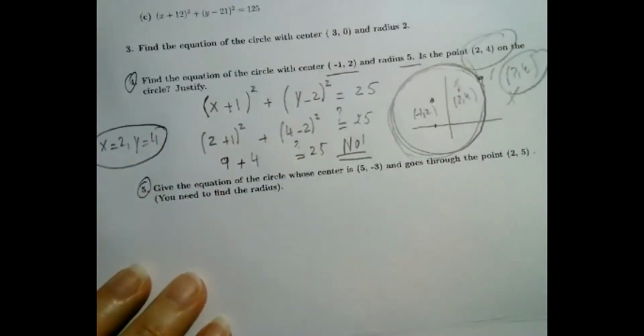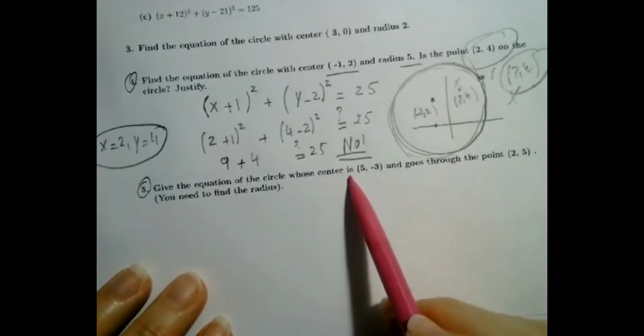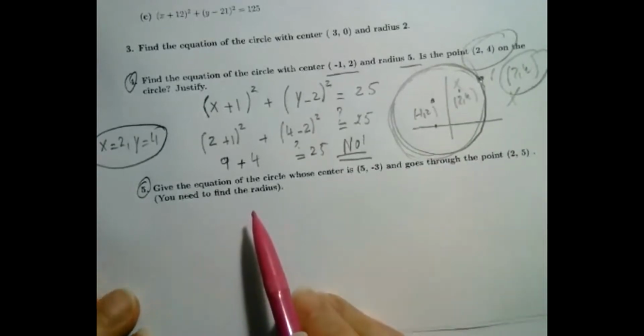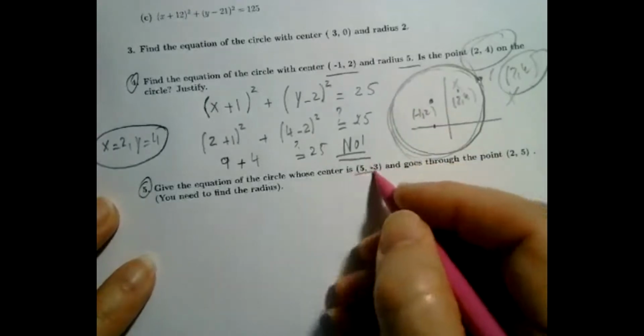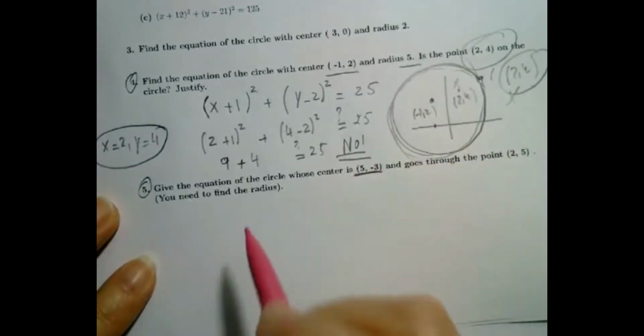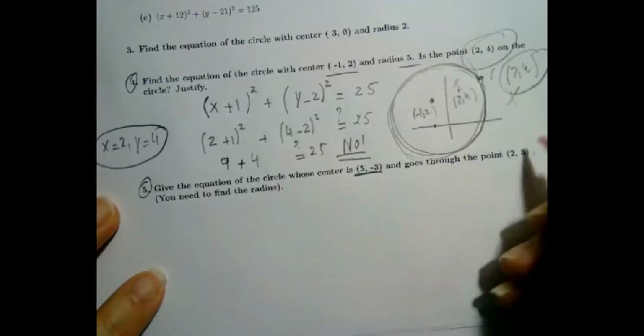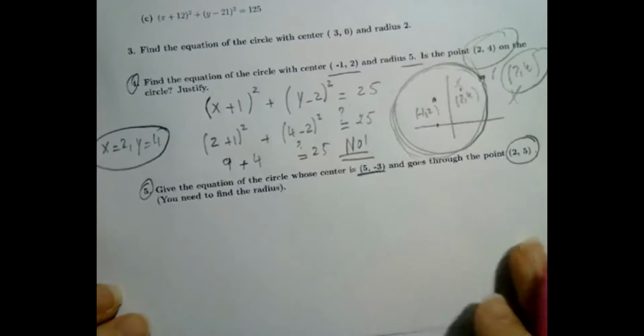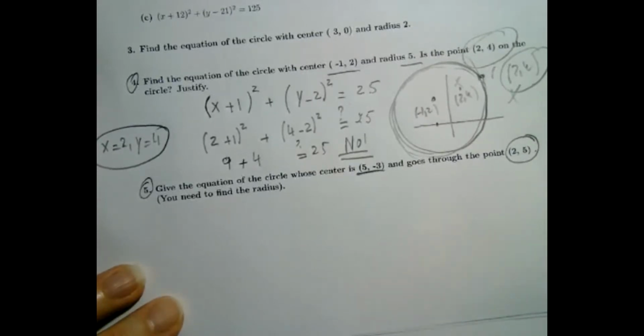The question is, give the equation of the circle whose center is 5, -3 and goes through the point 2, 5. So here I gave you the center. I did not give you the radius, but I told you 2, 5 is on the circle. So how can we do that?